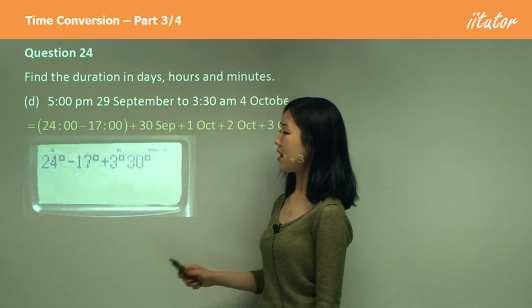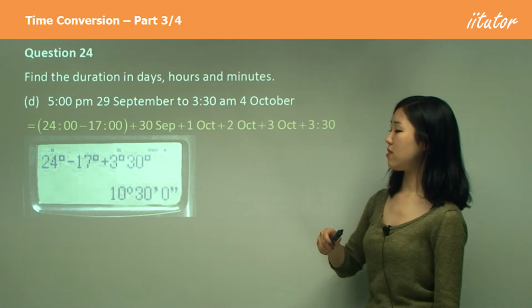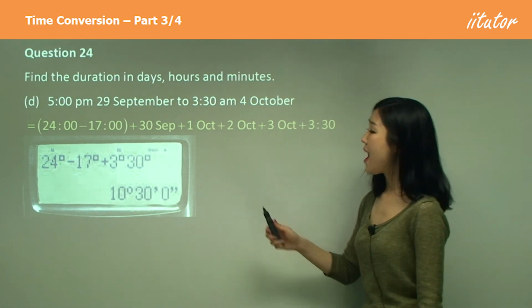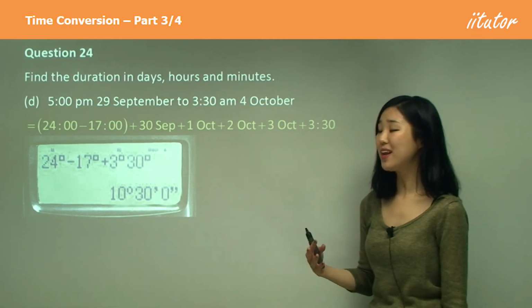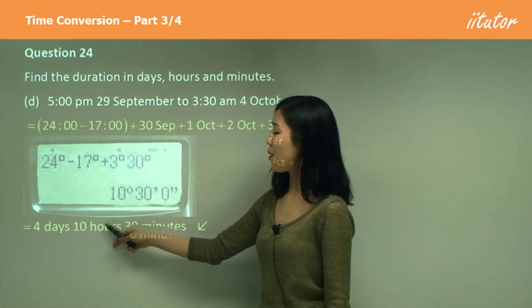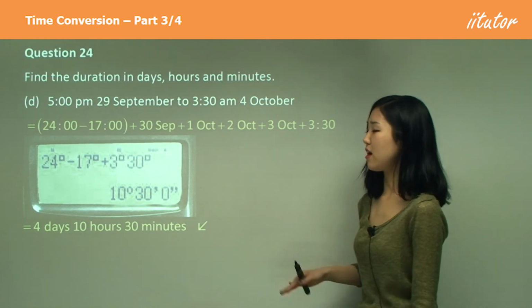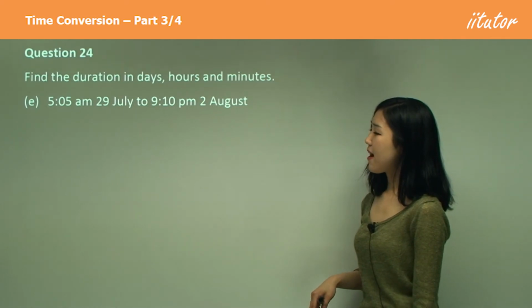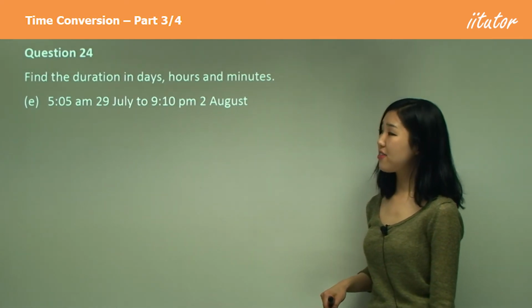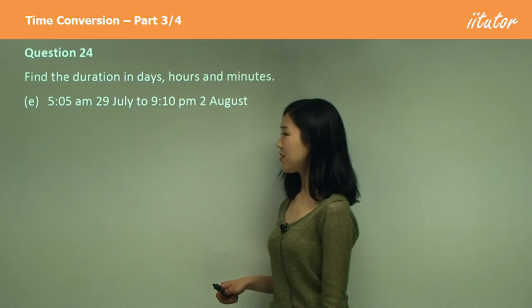Put that in your calculator. It's 24 minus 17 plus the 3:30, which is 10 hours and 30 minutes. And then we have 1, 2, 3, 4 whole days in between. So it's 4 days, 10 hours and 30 minutes. Okay, so it's pretty simple, it's nothing hard. E, we've got 5:05 a.m. 29th July to 9:10 p.m. 2nd of August. So we'll do the same thing.